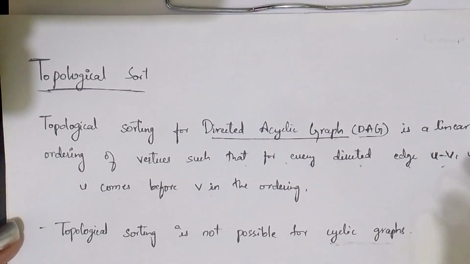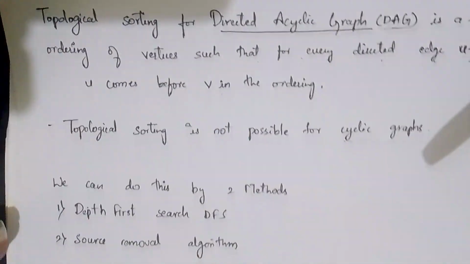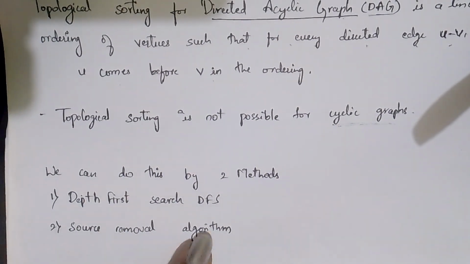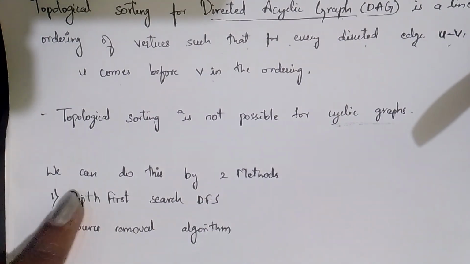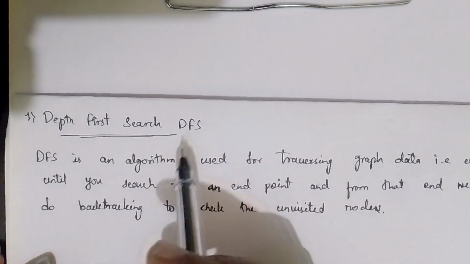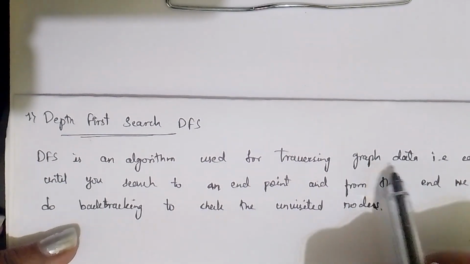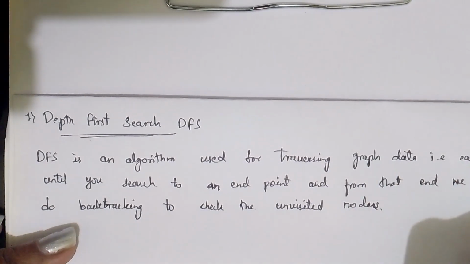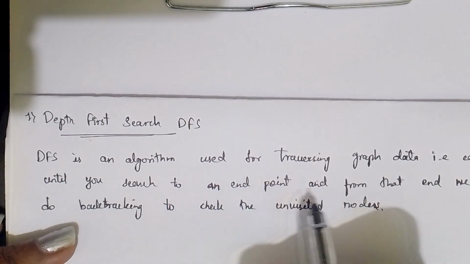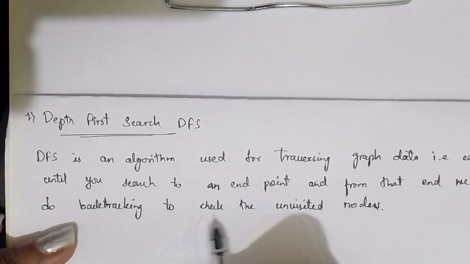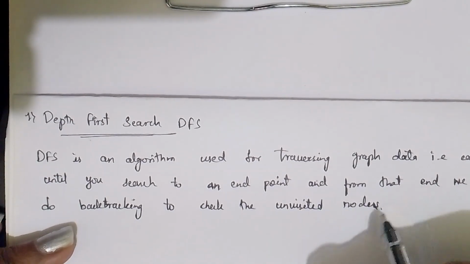For doing this topological sorting, we have two methods. It can be done by depth first search, DFS, and by the source removal algorithm. Let's look into depth first search. DFS is an algorithm used for traversing graph data, that is each node, until you reach an end point, and from that end point we need to do backtracking to check if there are any unvisited nodes or not.